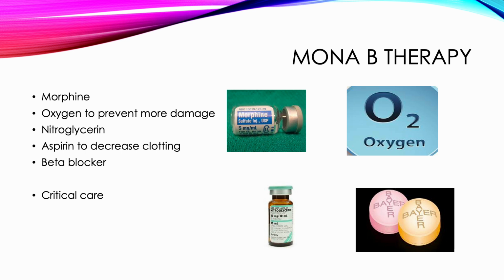A beta blocker, okay? Remember I told you when they're in pain, they have sympathetic outflow and tachycardia. We don't want patients that are having an MI to have tachycardia, okay? So we would give a beta blocker for that. As long as their blood pressure is okay, we give a beta blocker. And they need to go to critical care.